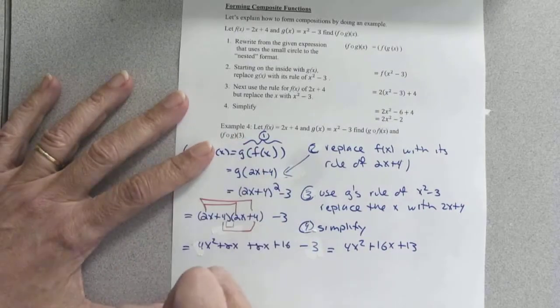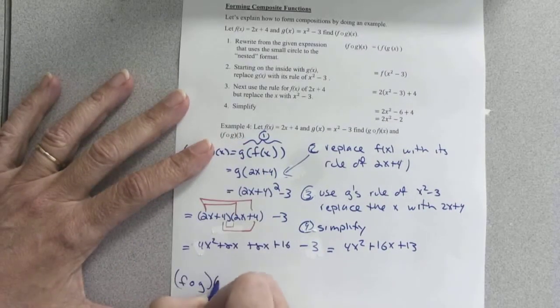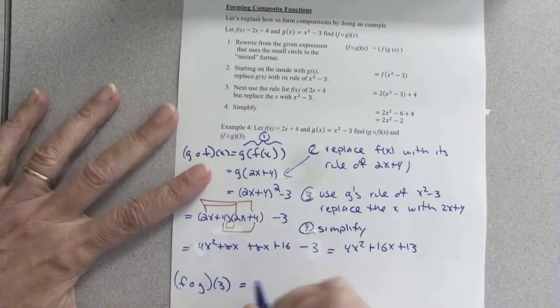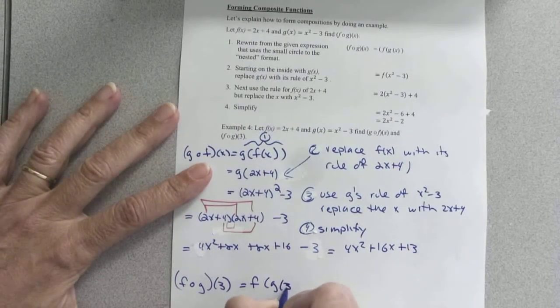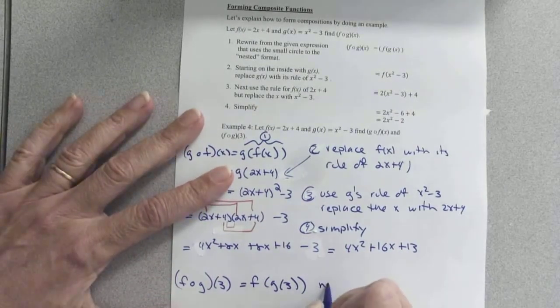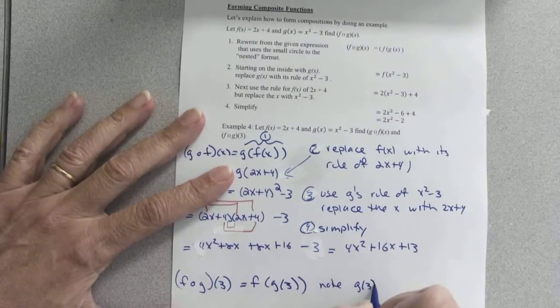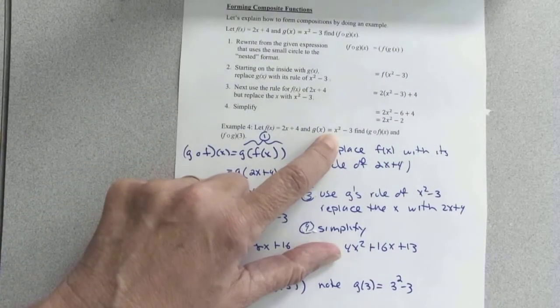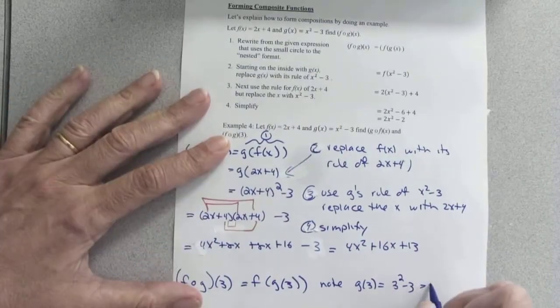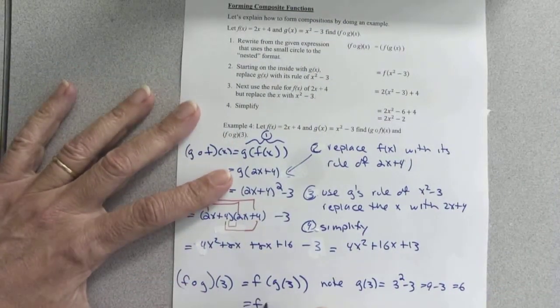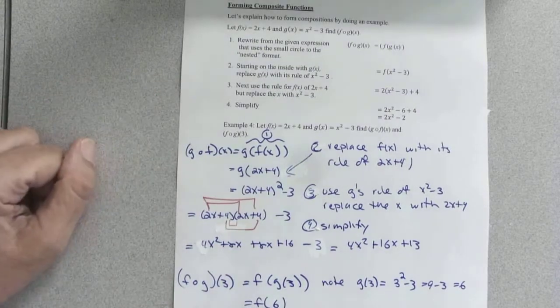Then it also asks for f of g of 3. The easiest way to do that is to rewrite it in its nested format and then do it directly. Note, g of 3, using my formula for g, is 3 squared minus 3, 9 minus 3, which is 6. And so then that makes this f of 6.